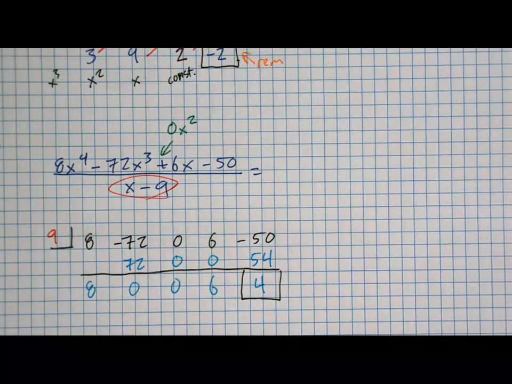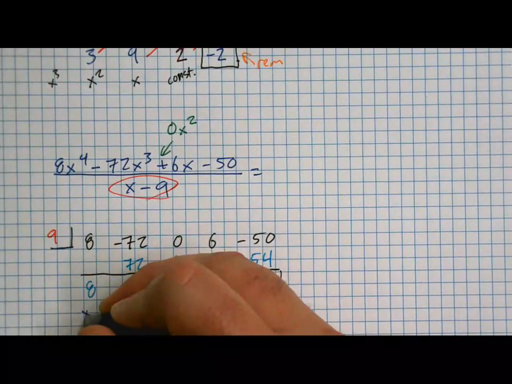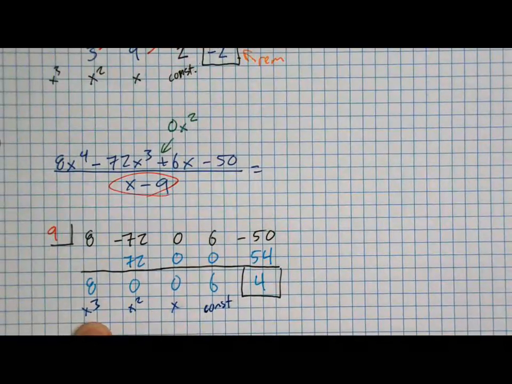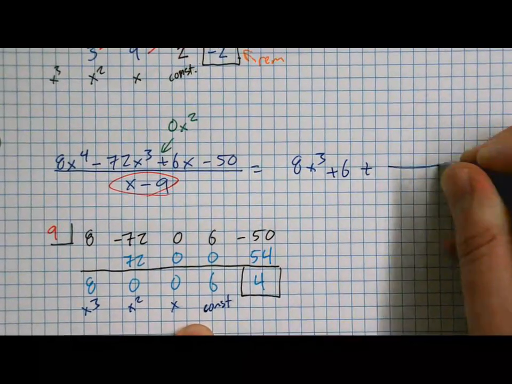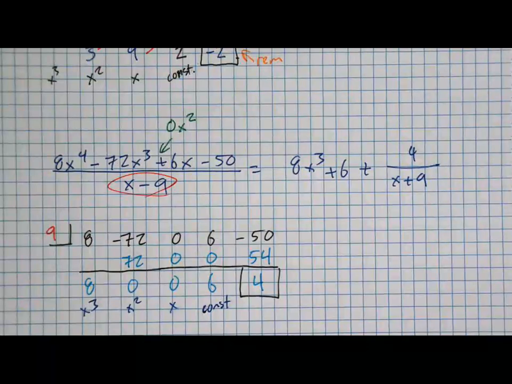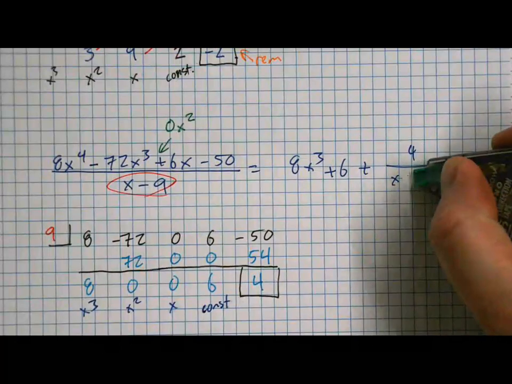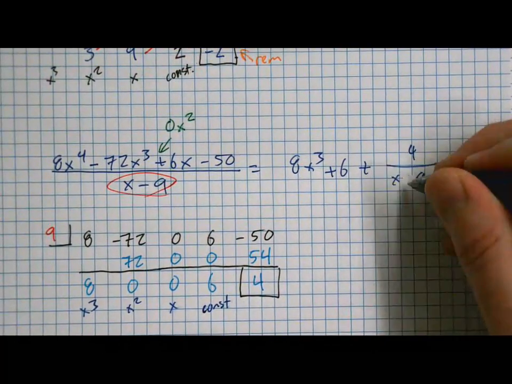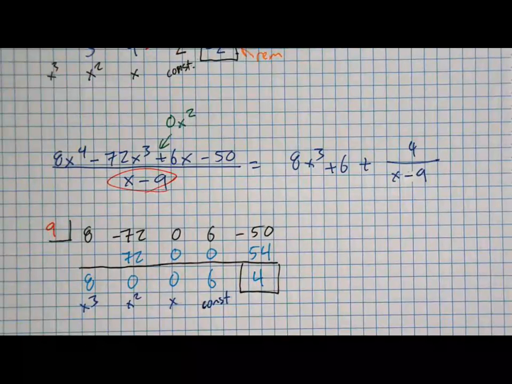When I write out my final answer, I'm not going to put a bunch of zeros in there. So what do I actually need? My constant is 6. This is x, x squared, x to the third. We don't need an x squared or an x. So my final answer is going to be 8x to the third plus 6 plus, and then 4 over x plus 9. It should be minus. Thank you. I just cannot get this problem right today. Something about it. It's been jinxed. At least I got my times tables right this time.